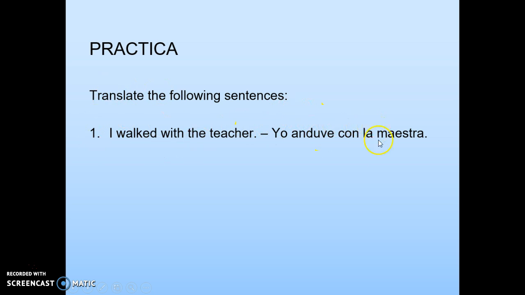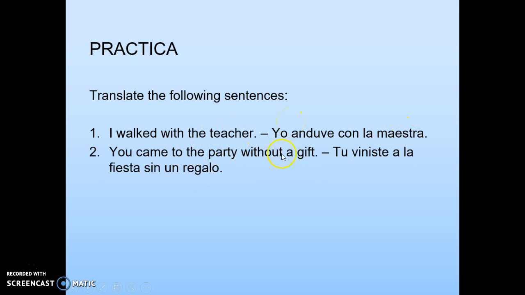Yo anduve con la maestra. Con meaning with, that's your preposition. And then after, la maestra, you have the teacher. You came to the party without a gift. You came, tú viniste, to the party, a la fiesta, a being your preposition, without a gift. Sin also being a preposition, without a gift, un regalo. We talk with you. Nosotros hablamos contigo. We talk with you being the preposition, but also the prepositional pronoun.